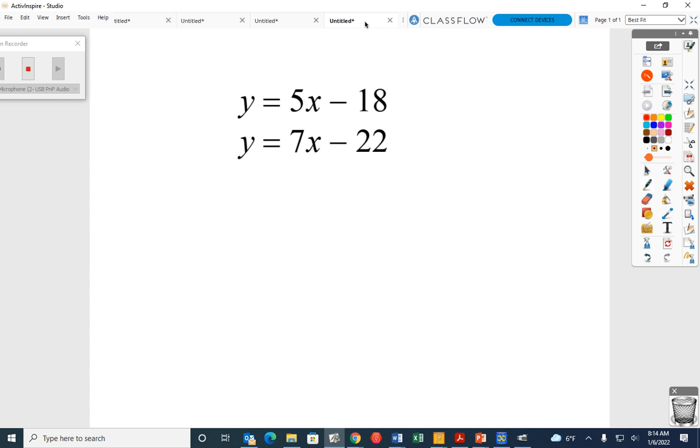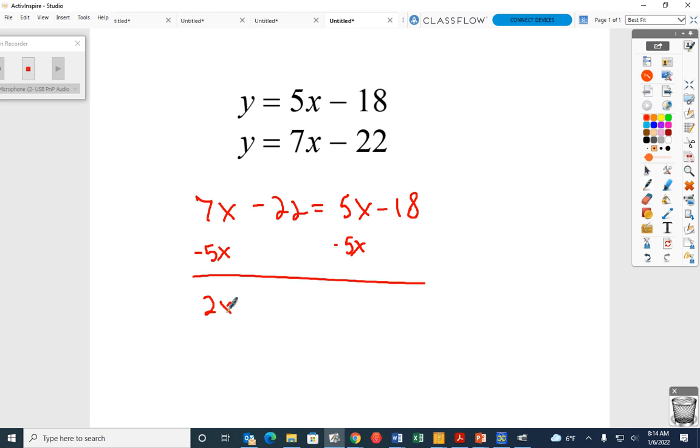Okay, you guys keep working. I'm going to start this one. I'm going to replace this with this one. So 7x minus 22 equals 5x minus 18. How many of you guys set it up like this? Okay, so what I need to do first is get my x's on the same side. So I'm going to take away this x and this x. I have 2x minus 22 equals negative 18.